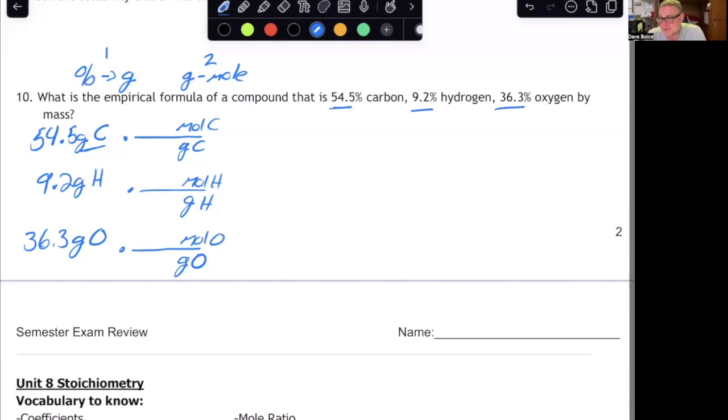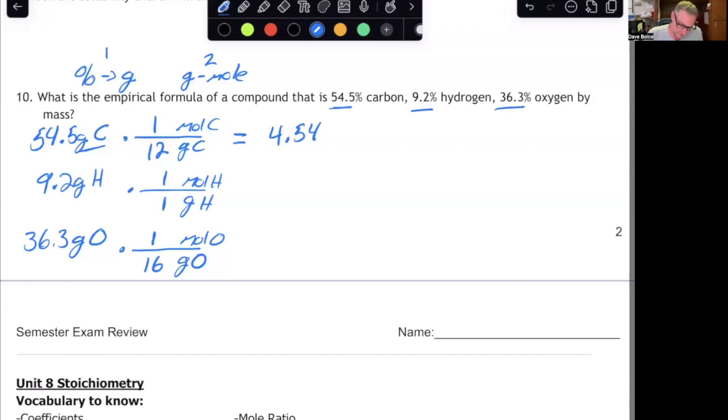If I look at my periodic table, carbon is like 12.0 something grams. So I'm just going to put 12, 1. Hydrogen is 1 gram per mole, according to the periodic table, and oxygen is 15.999. So let's go ahead and put a 16 to 1. So in order to convert this, for carbon it is 54.5 divided by 12, and that is going to equal 4.54.